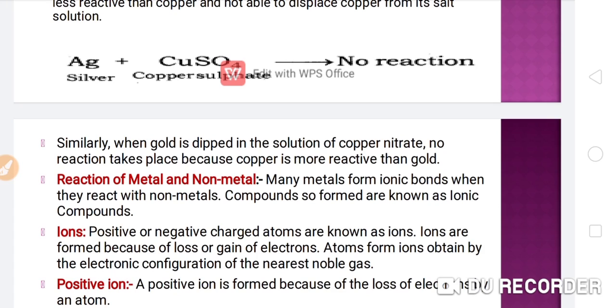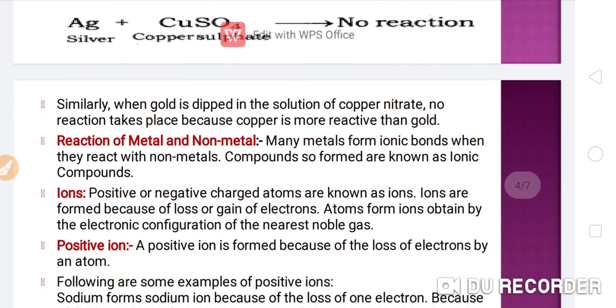Now the next point: reaction of metals and non-metals. As we know, metals have the tendency to lose their electrons to complete their octet and get stability. Similarly, non-metals have the tendency to gain electrons and complete their octet to get stability. Many metals form ionic bonds when they react with non-metals. Compounds so formed are known as ionic compounds.